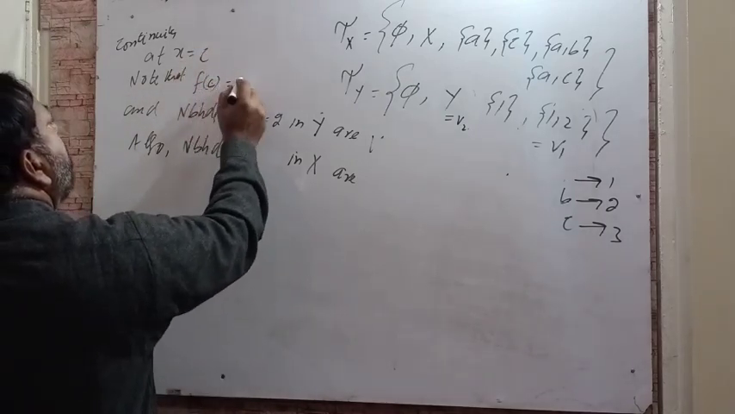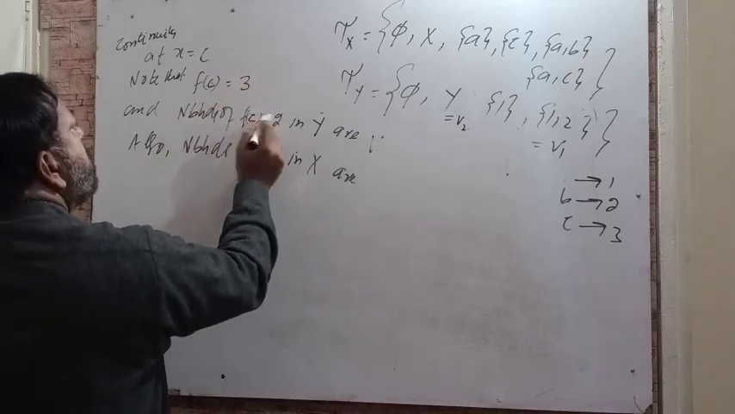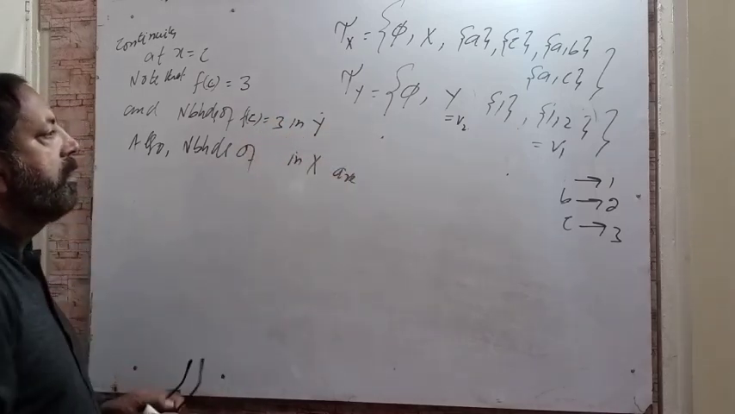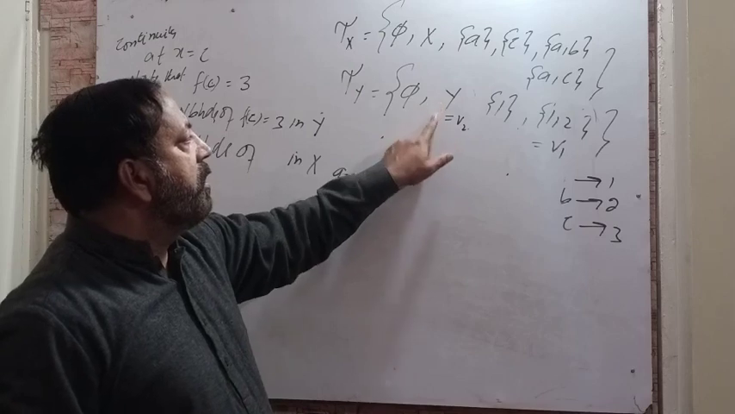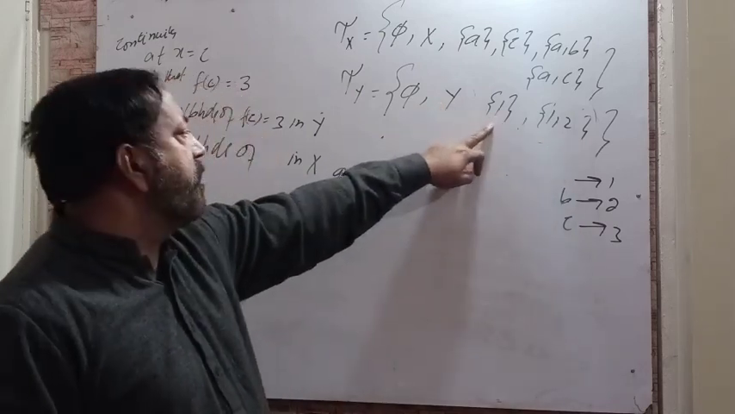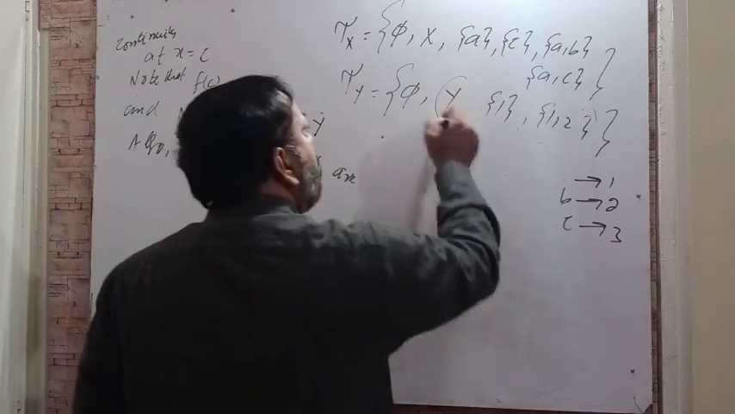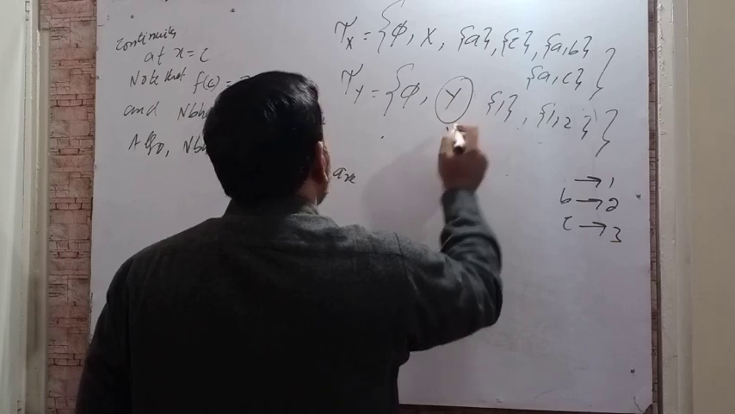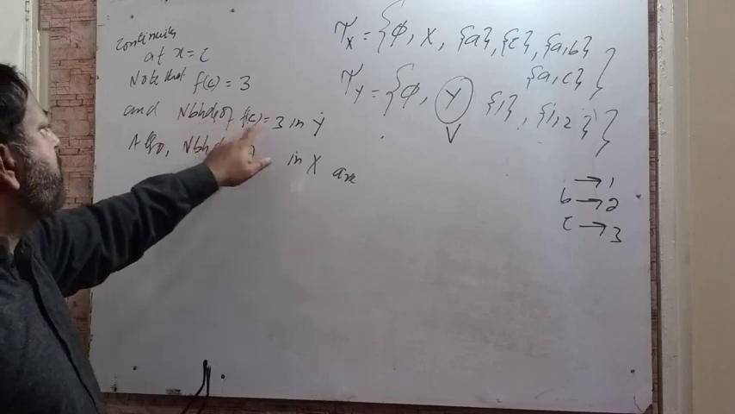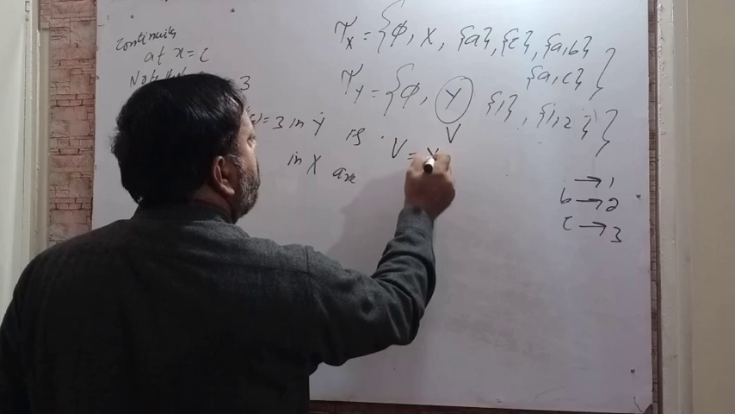You see what is f of C? This is equal to 3. So the neighborhoods of f of C, which is 3, in Y are, here is only one neighborhood. That is Y, because the other one is not containing 3. There is no 3. So 3 is an element of Y only. So you have only one, that is V. The neighborhood of f of C in Y is just V, V equal to Y.